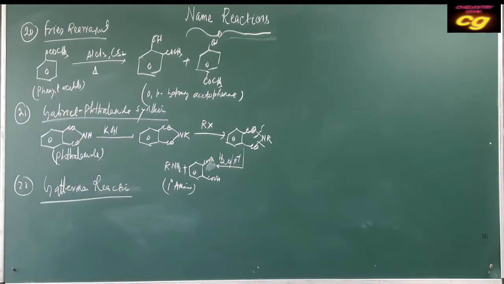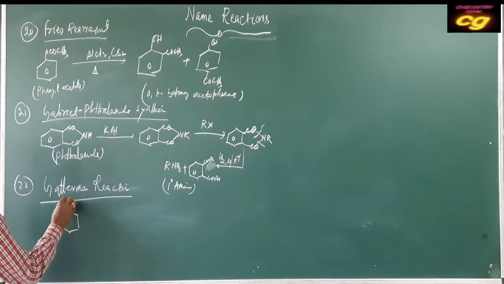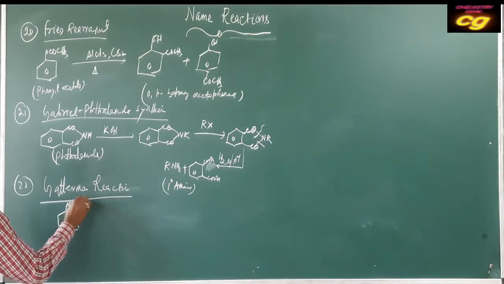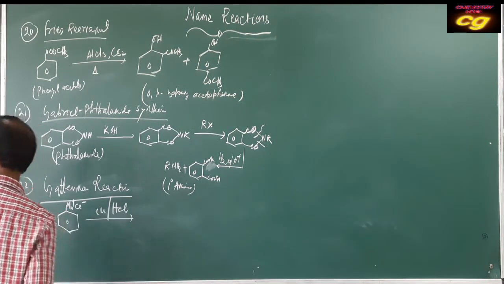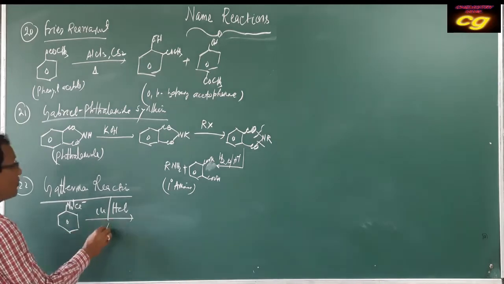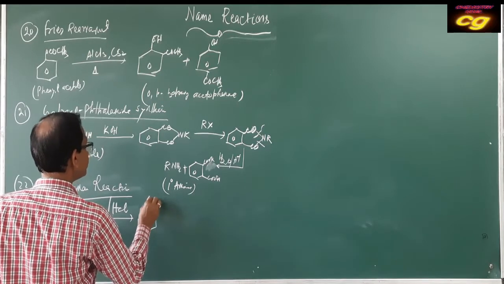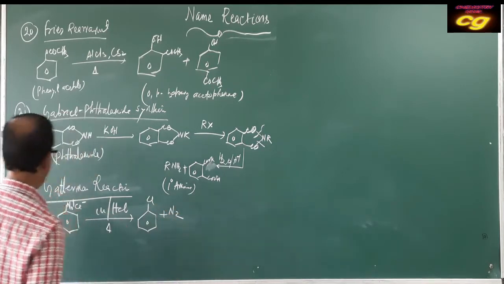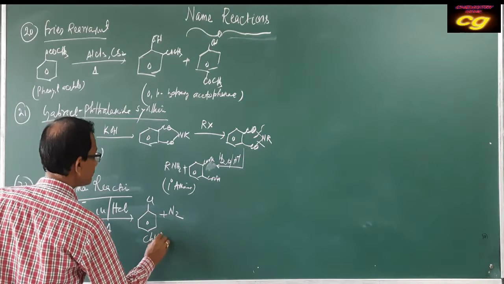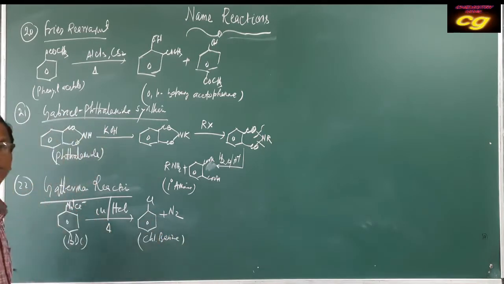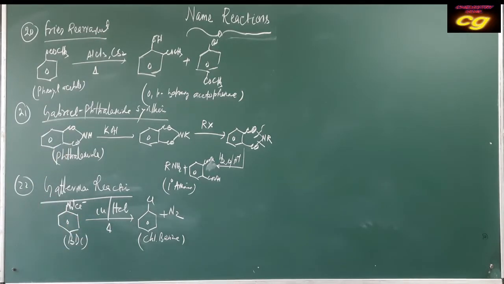In the Gattermann reaction, what happens? BDC, mainly BDC, N2+Cl-, reacts with copper and HCl. On heating, the product is chlorobenzene and nitrogen. This is BDC, and it produces chlorobenzene. BDC converted to chlorobenzene by reaction with copper and HCl is called the Gattermann reaction.